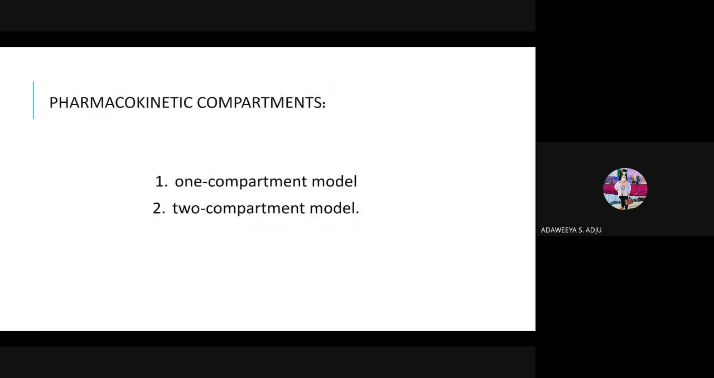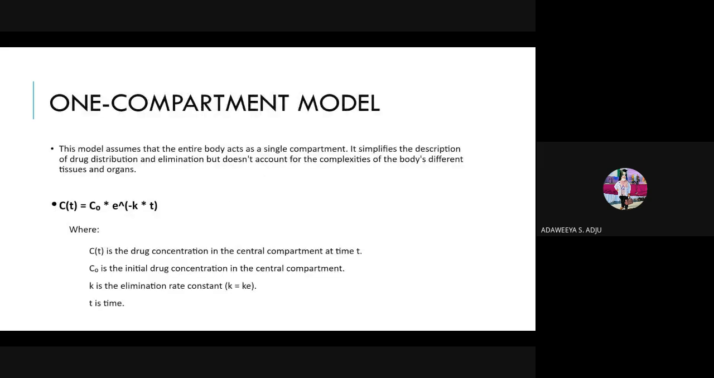Next. So for the pharmacokinetic compartments, there are actually two models. We have the one compartment model and also the two compartment model. So first is the one compartment model. This model assumes that the entire body acts as a single compartment, and it simplifies the description of the drug distribution and elimination, but doesn't account for the complexities of the body's different tissues and organs.